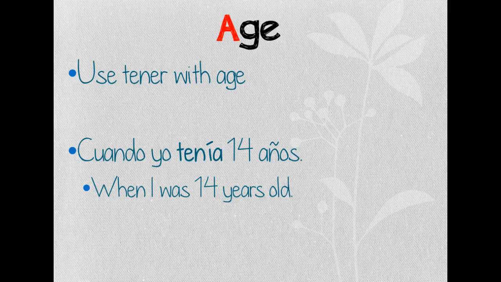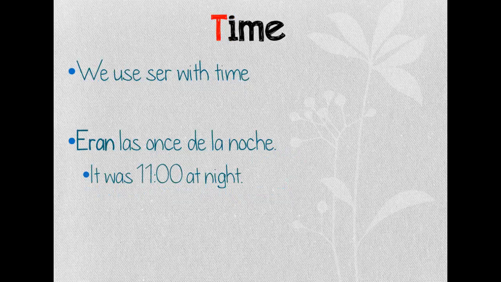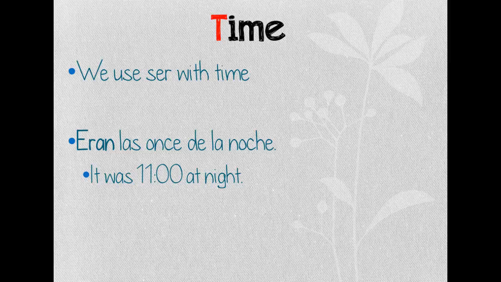When we talk about age, we use the imperfect. So we always use tener with age. So cuando yo tenía 14 años, when I was 14, it's always going to be in the imperfect. Time. We use ser with time, and so whenever we have a time in the past tense, we're going to use the imperfect. And remember, ser is irregular in the imperfect tense. So eran las 11 de la noche. It was 11 at night. Now remember, with time, we'll only ever use the bottom 2 forms, so it will always be either era or eran.